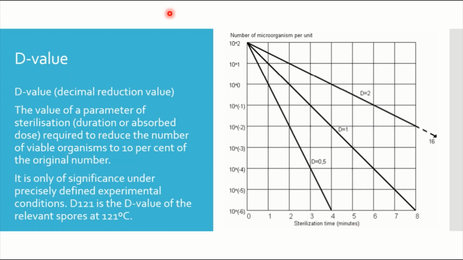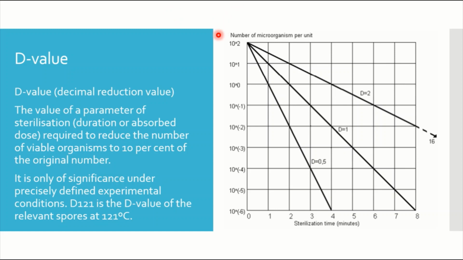So let's understand the D value, because in the Z value calculations I talked about the D value. The D value is the value of a parameter of sterilization required to reduce the number of viable organisms to 10% of the original number. It is only of significance under precisely defined experimental conditions.